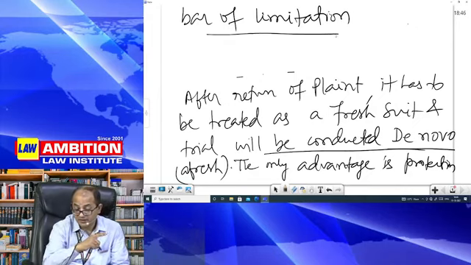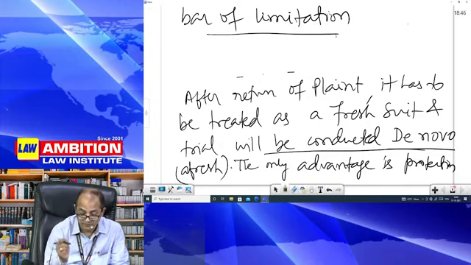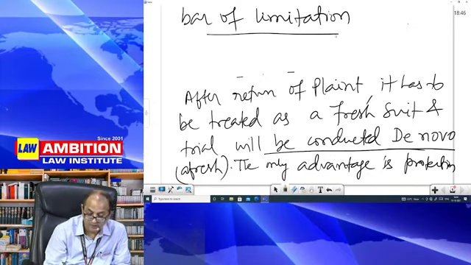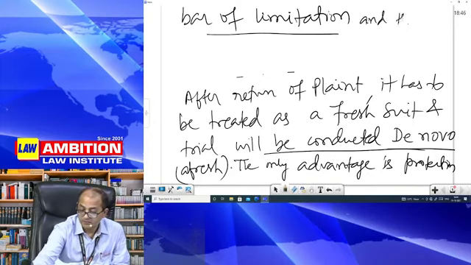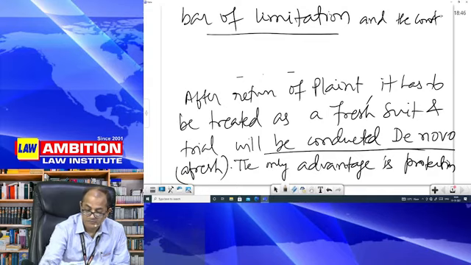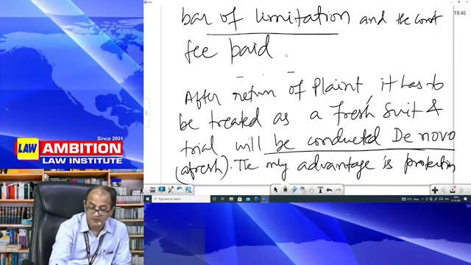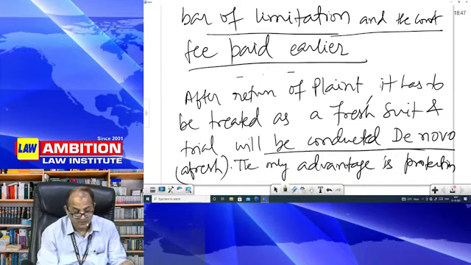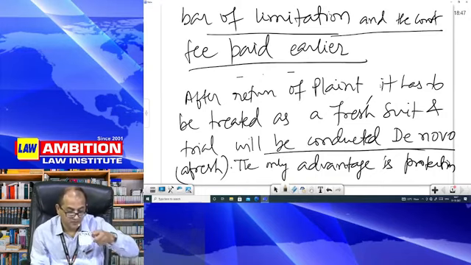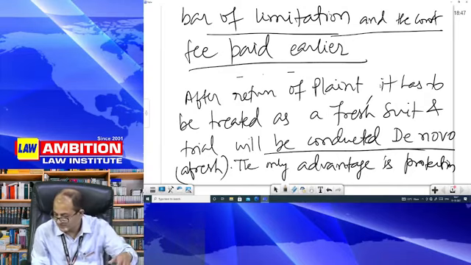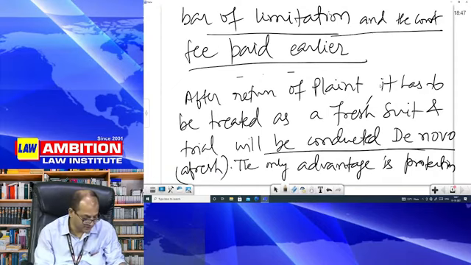That is why we are writing that date of presentation of plaint, date of return of plaint, and then the party presenting the plaint and the brief reasons. This is the reason. And the court fee paid earlier. This is a great advantage to the plaintiff. So if you have paid any court fee earlier, that will be adjusted. If you have paid the whole court fees, all right. If there is less fee paid, then you will be given that concession of payment of that.